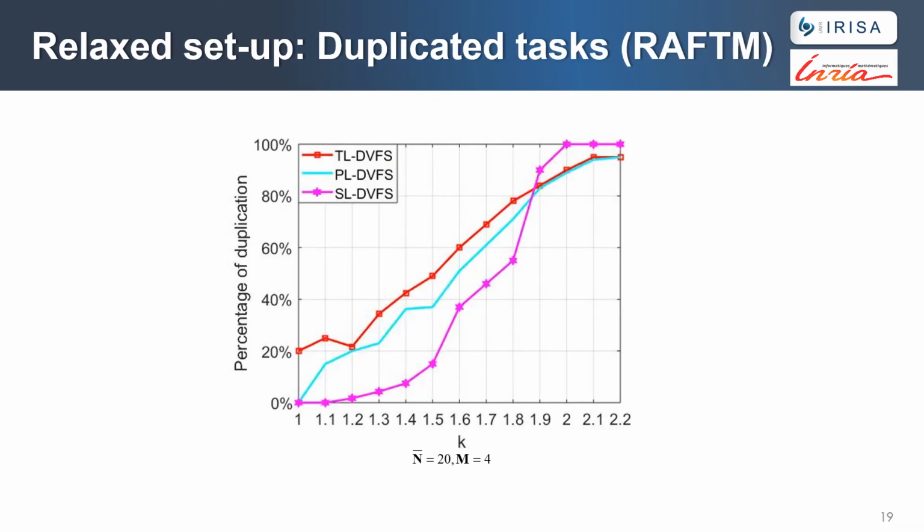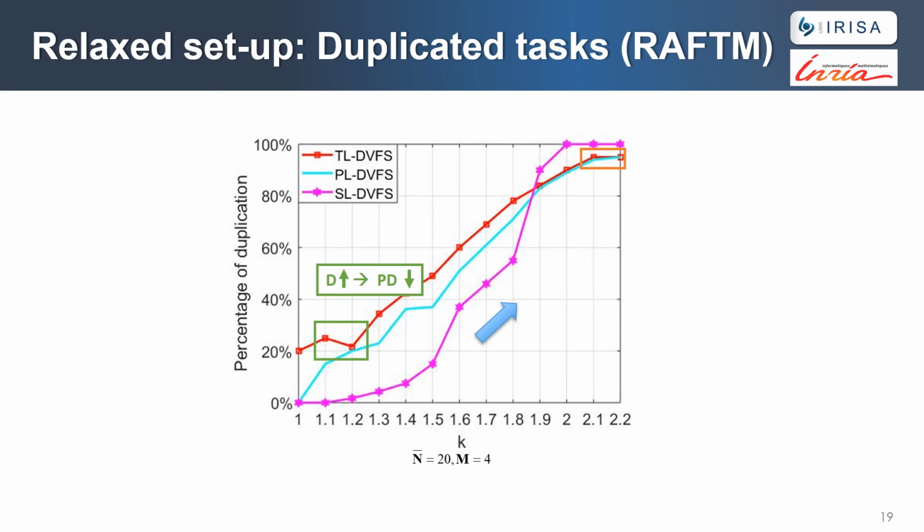Generally observed for all DVFS schemes, with the deadline relaxing, more tasks can be duplicated by our approach due to the available time slot. There are two interesting observations here. For some points, the duplication percentage decreases when the deadline is relaxed, and there is not 100% duplication for all tasks on the task level and process level DVFS.